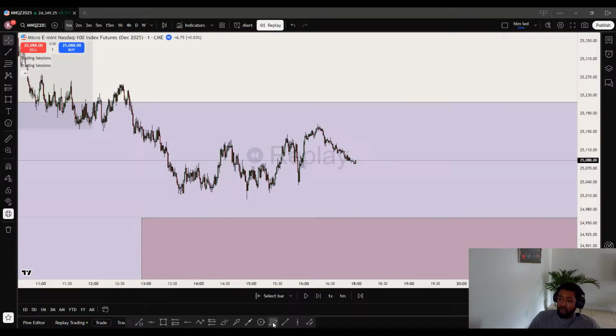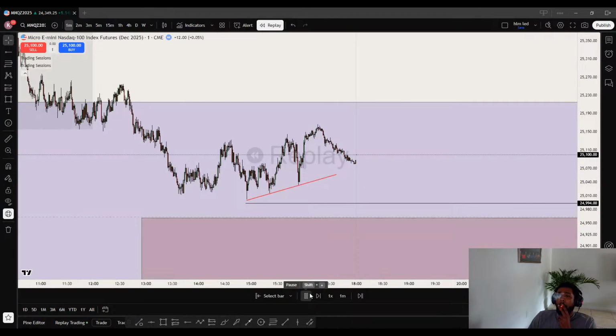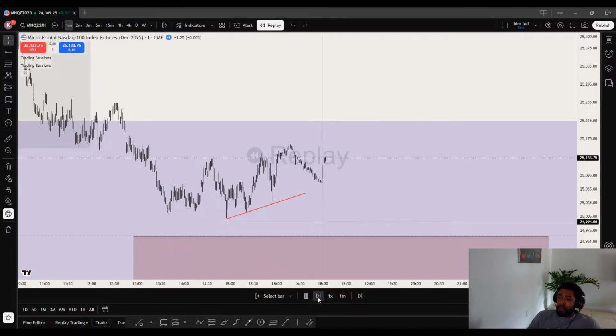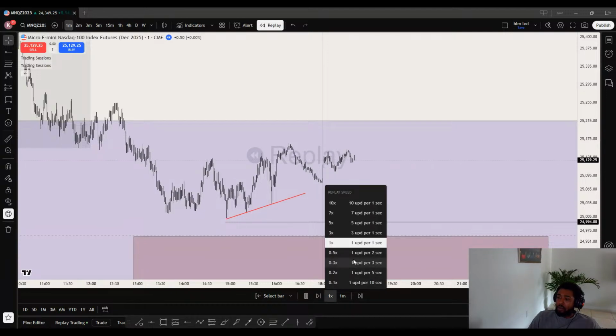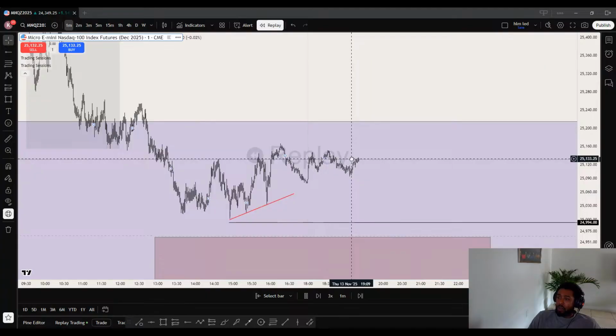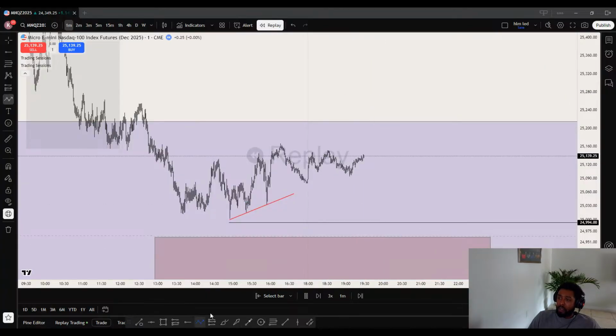So I see we have sell side liquidity here. All this sell side here. So I would want it to sweep, if we get it. Let me go a little faster. So let me show you. I would want it to come up.